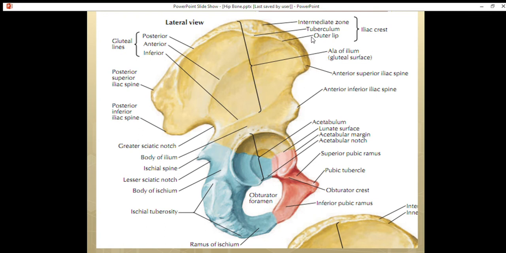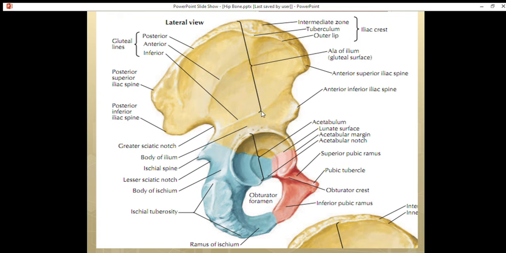Ilium is the superior expanded part of hip bone. It is basically forming at the superior 2/5 part of acetabulum, where it joins with the pubis and ischium. Here you can see the light brown colored part is ilium, while the red colored part is the pubis bone and the blue colored part is the ischium.